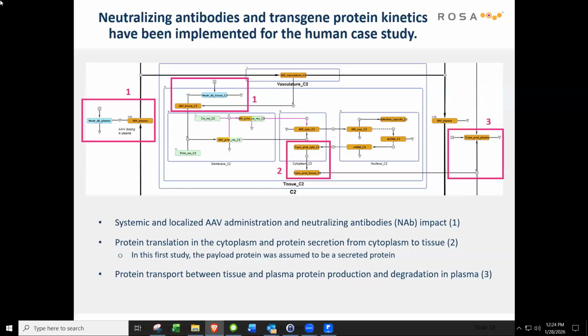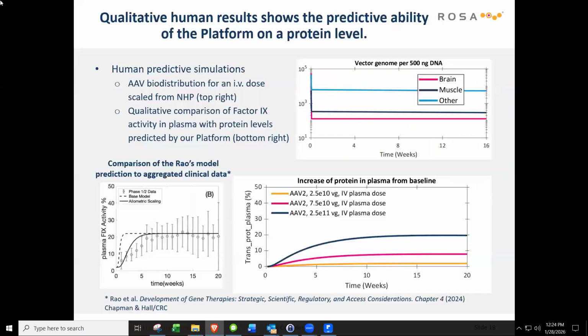In this first study, the payload protein was assumed to be a secreted protein. Now, for protein production and degradation, protein transport between tissue and plasma, and degradation in plasma, we have what we included on the right of the diagram.